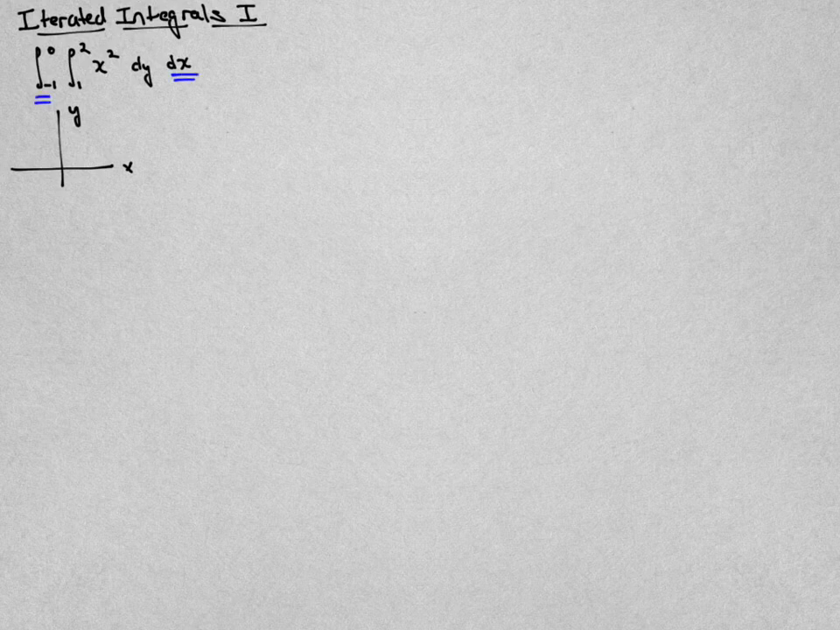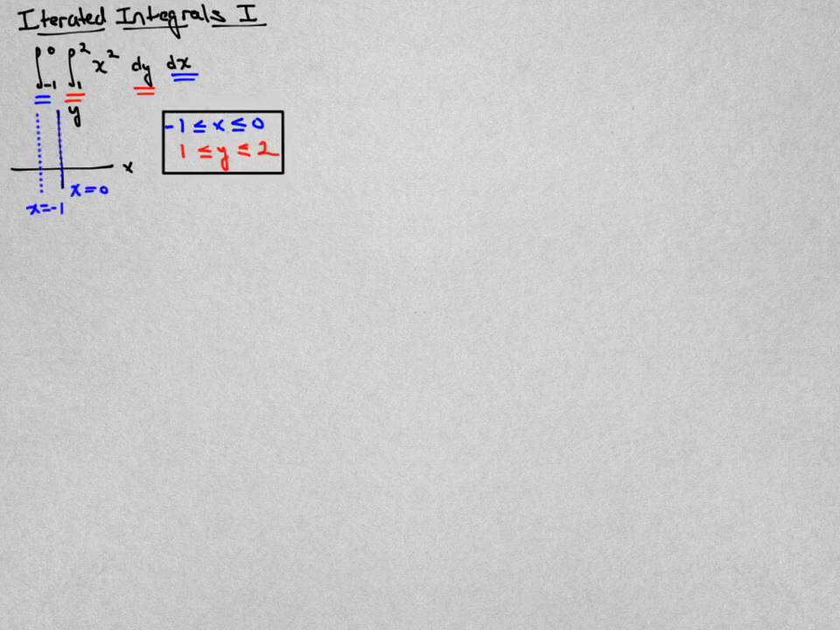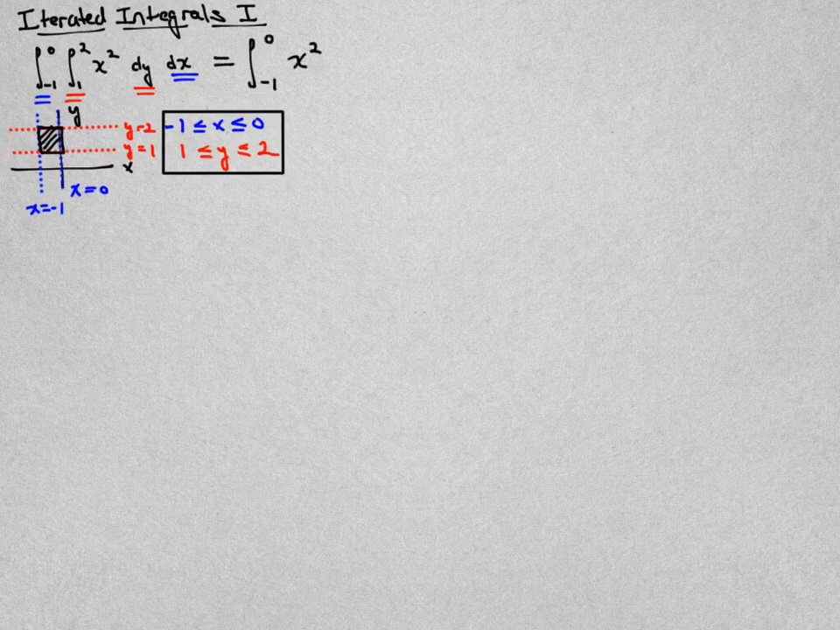The outer limits, dx, tells me that x ranges from -1 to 0, so I'm going to get an inequality there for x. And then dy ranges from 1 to 2, so y is between 1 and 2. And if I draw those vertical lines for x, -1 and 0, and the horizontal lines for y, 1 and 2, and I shade that region in between, that's really calculating the double integral over that little rectangular region that I've shaded in. To calculate that, I first calculate the inner integral.